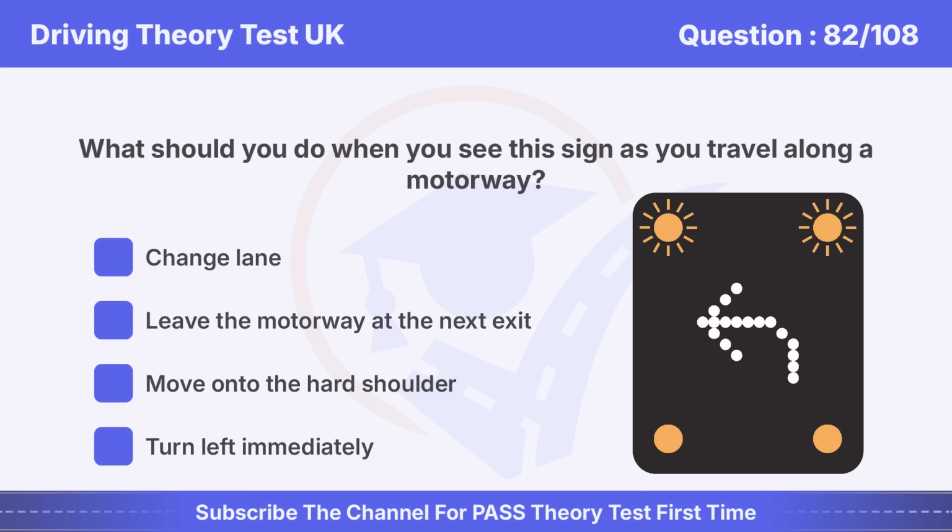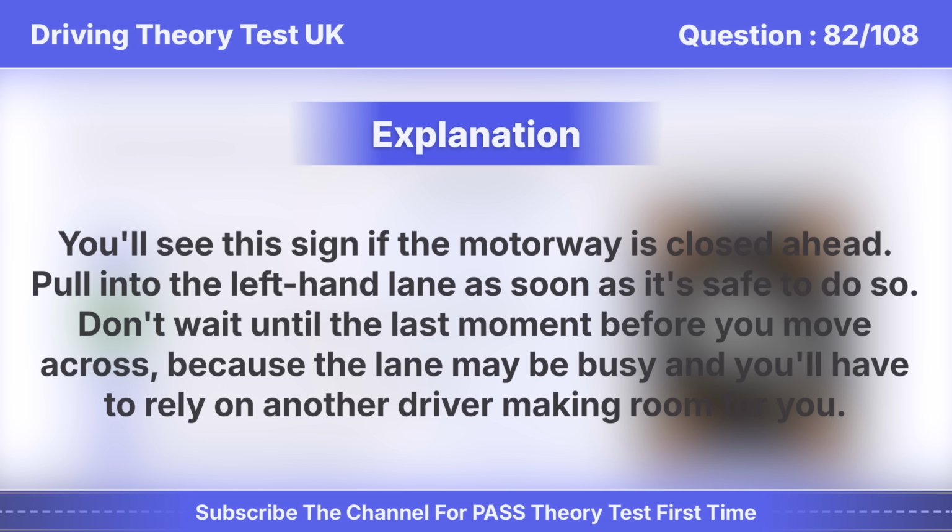Question 82. What should you do when you see this sign as you travel along a motorway? Answer is B. Leave the motorway at the next exit. You'll see this sign if the motorway is closed ahead. Pull into the left-hand lane as soon as it's safe to do so. Don't wait until the last moment before you move across, because the lane may be busy and you'll have to rely on another driver making room for you.